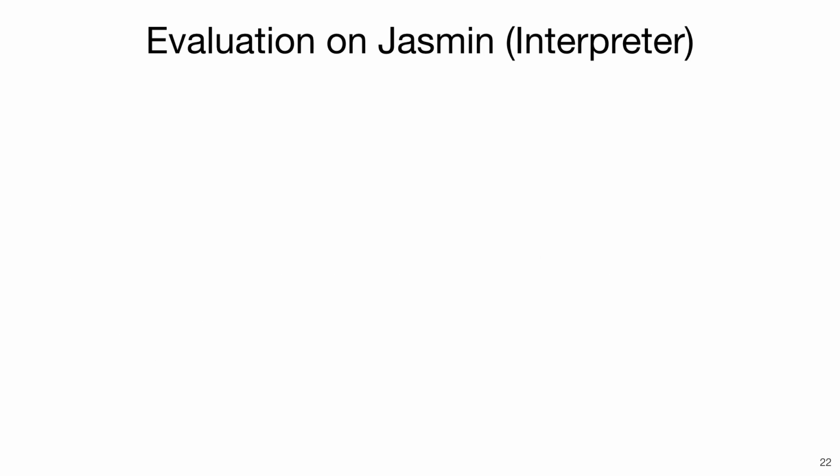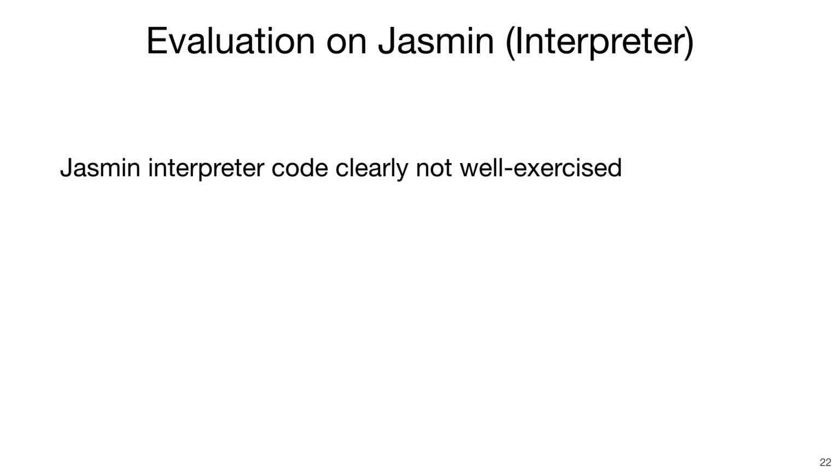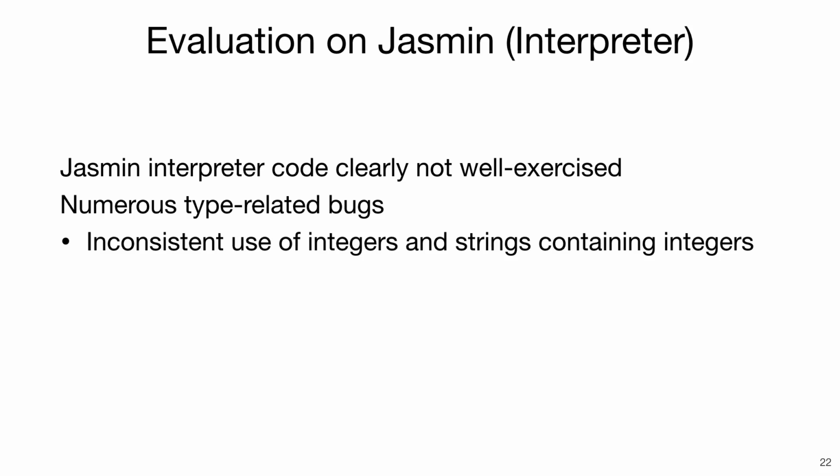The interpreter was more interesting to add type annotations to because it was used a lot less. We found a number of classes of type-related bugs. Inconsistent use of integer literals and strings containing those literals is a common problem in Stratego. While Stratego supports integer and floating point numbers, our parser returns parsed lexical syntax as a string, including integers and floats.